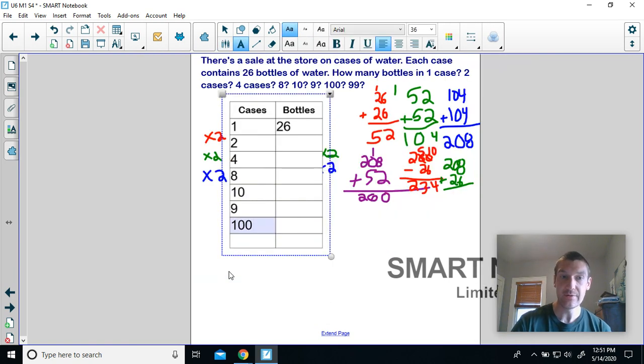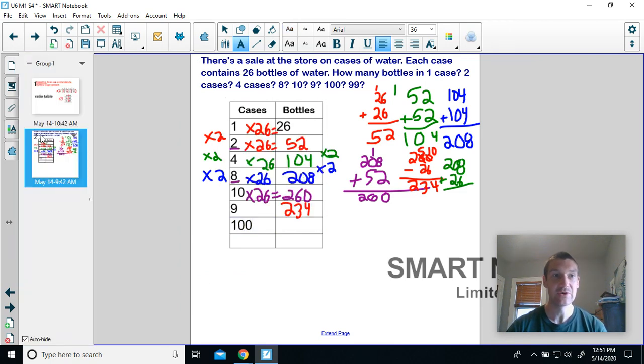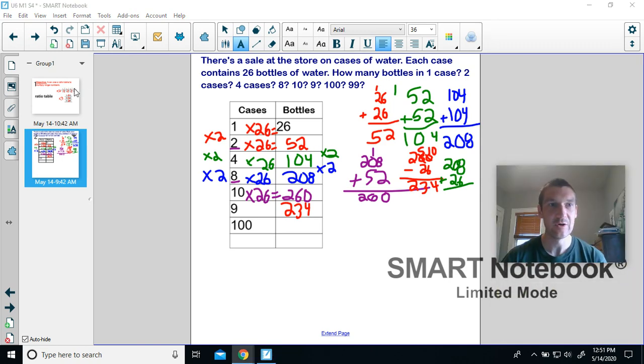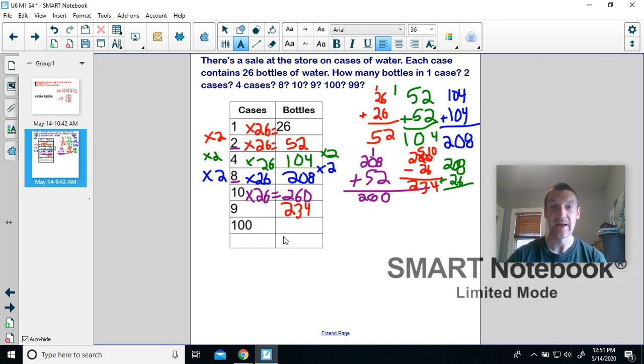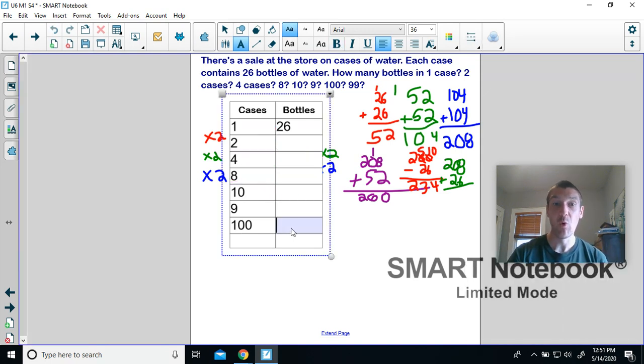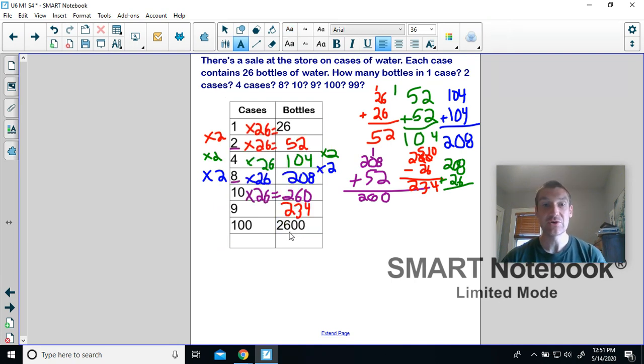What about 100 cases of water? Oops, let's reset that. Oh, it's a little bit smaller for some reason. I apologize for that. 100 cases. So again, I'm going to use my same strategies that when I did times 10, but in this case, we're going to do times 100. Okay. So in here, I'm going to do 1 times 26 is 26. Now we're going to make it 100 times bigger. Or 10 times bigger and another 10 times bigger. So that should be 2,600 bottles of water would be in 100 cases.